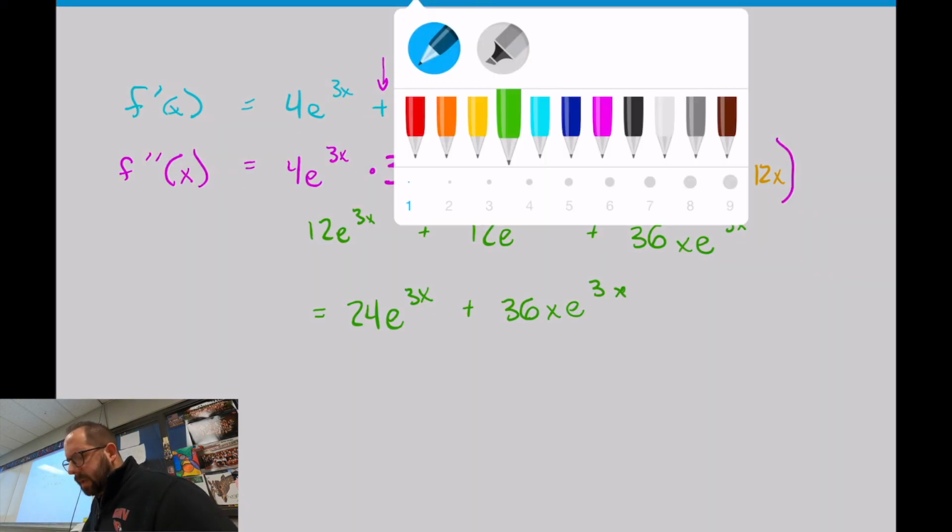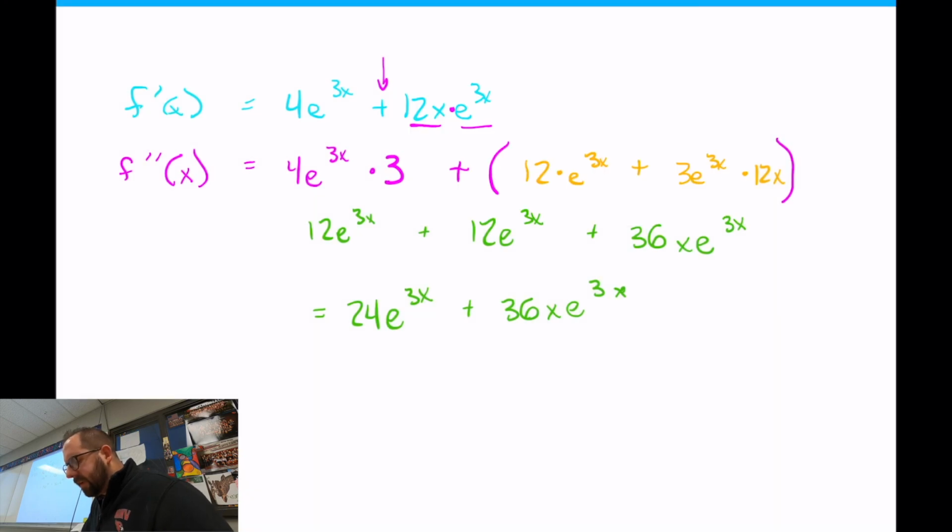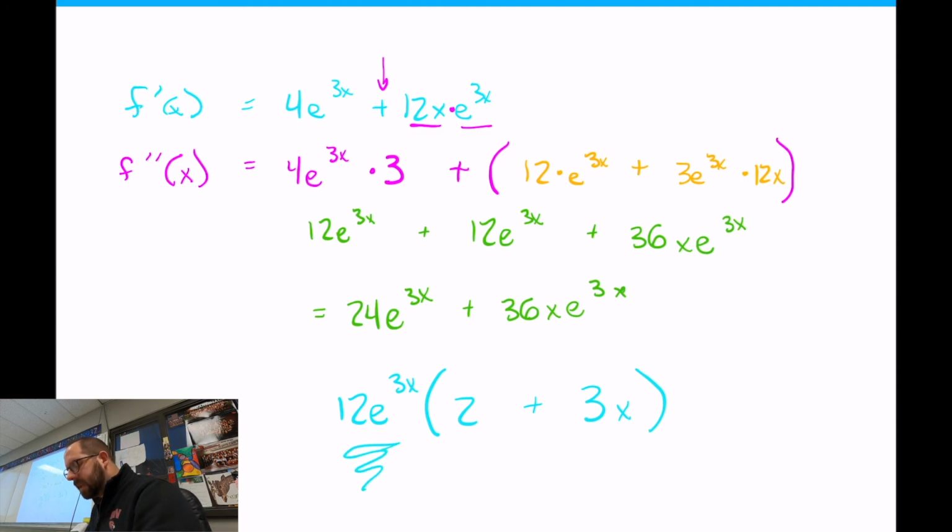All right, and factoring this because we have to find inflection points. I'm going to pull out a 12e to the 3x. So this turns out to be a 2, this turns out to be a 3 and an x. There's no way to make this thing a 0, so there's no inflection point. And set this thing equal to 0, and this inflection point ends up being a negative 2/3.